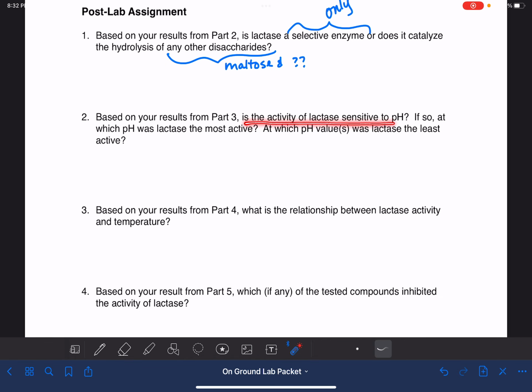Is the activity of lactase sensitive to pH? Being sensitive to pH would mean that you would see different glucose concentrations at different pH values.